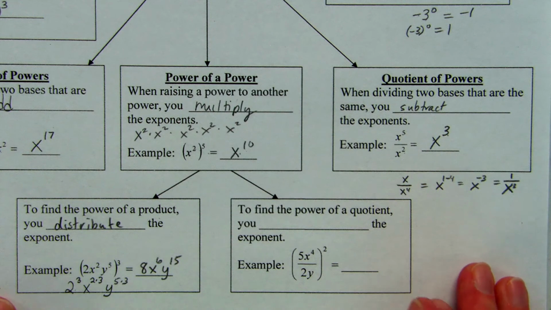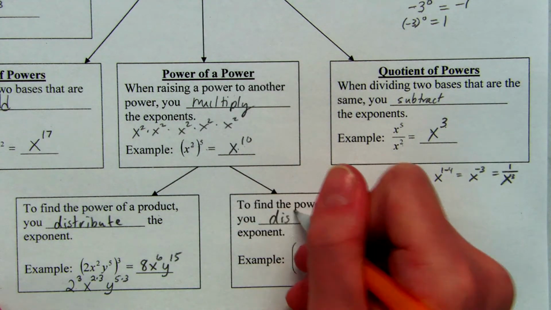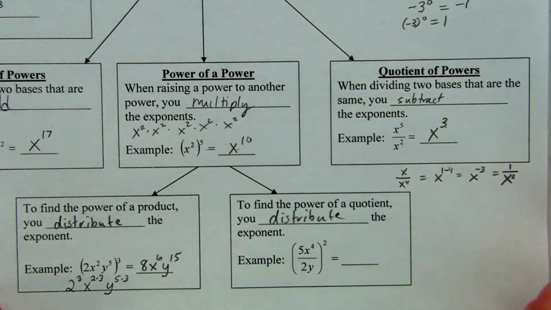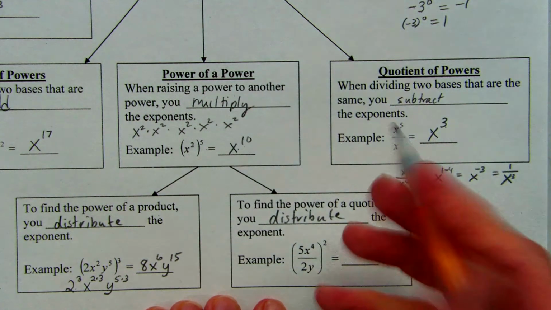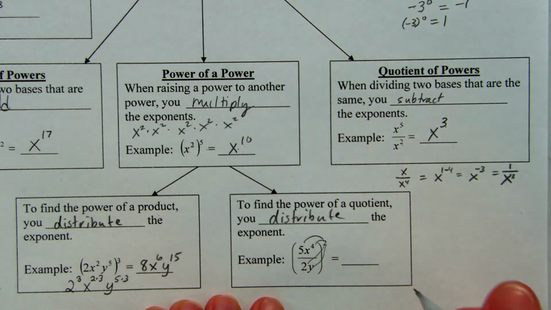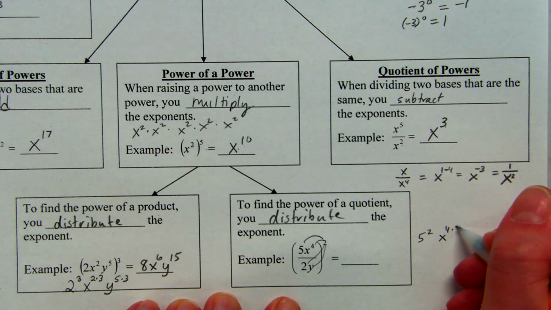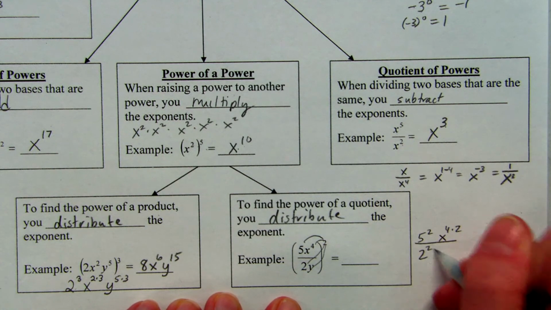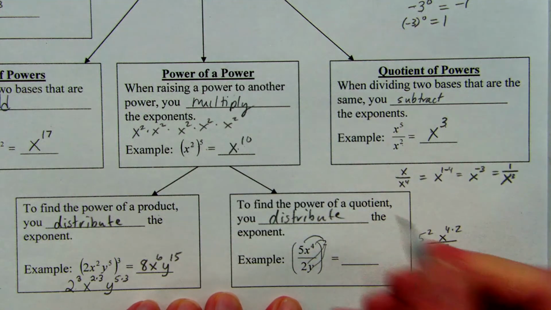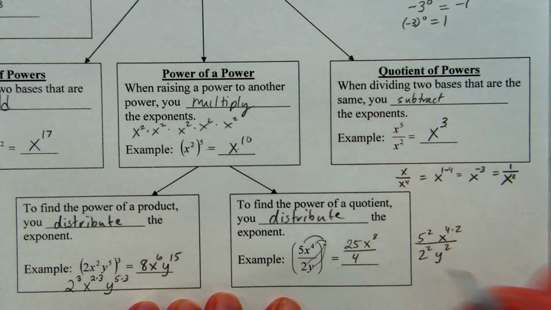So if it's on the outside, you just raise everything in there to that power. And then in the very last box, we have to find the power of a quotient. You also distribute the exponent. So for this one, everything in here is going to get squared. So I would have, I'll do this over here, 5 squared, x to the 4 times 2, 2 to the 2nd, y to the second. So I'd end up with 25 x to the 8th over 4y squared. And you'd also want to check to make sure that your fractions don't reduce.